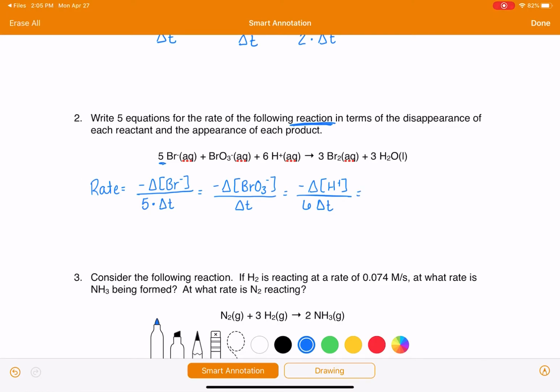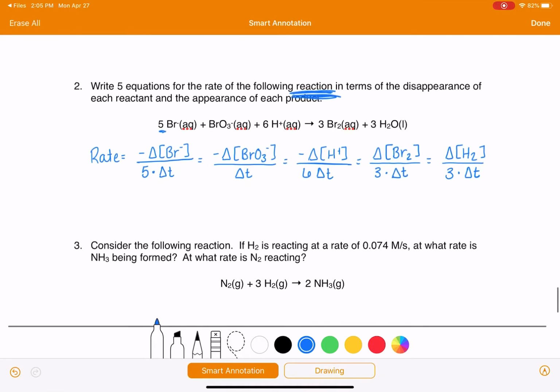And again, when we're writing it for the reaction, our goal is to come up with a way of calculating the disappearance or the appearance of these different molecules that will be numerically the same for all of them. That's why we are dividing them by their stoichiometric coefficients. And that's why we are putting negative signs in front of the reactants, because they are being used up, so they have a negative rate. So there are 5 equations for the rate of this reaction.